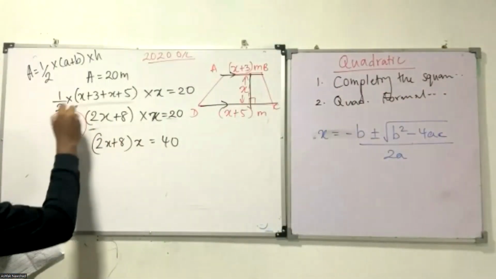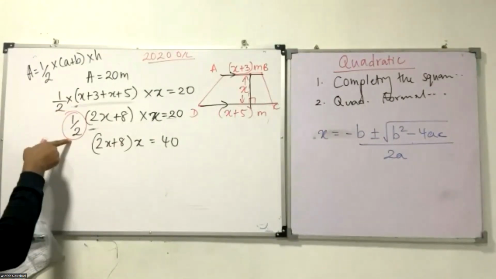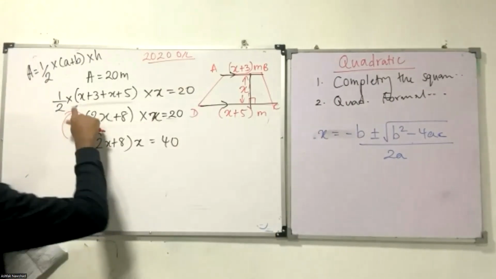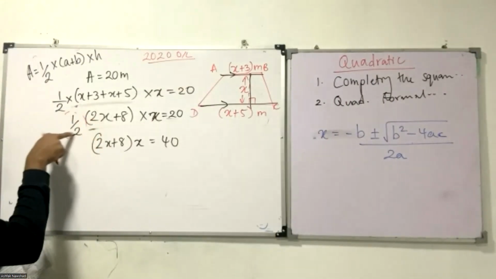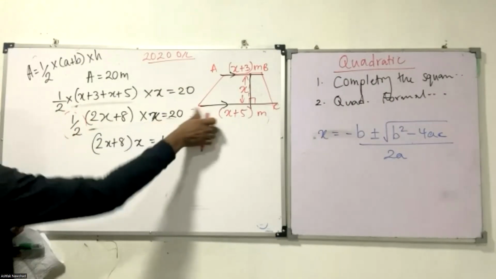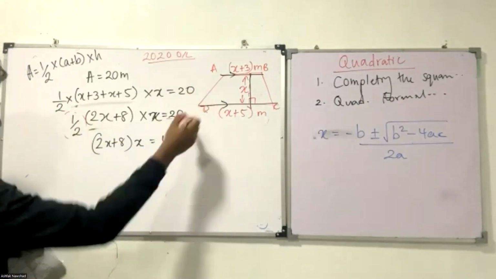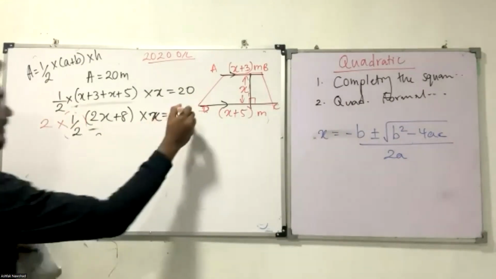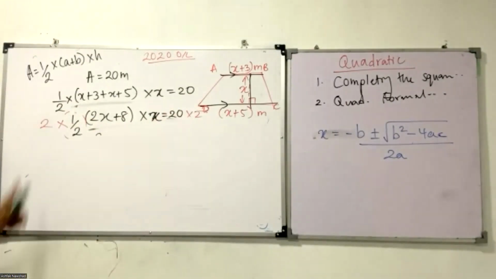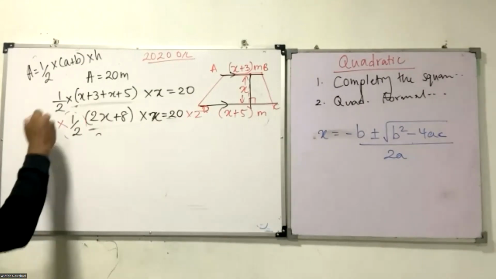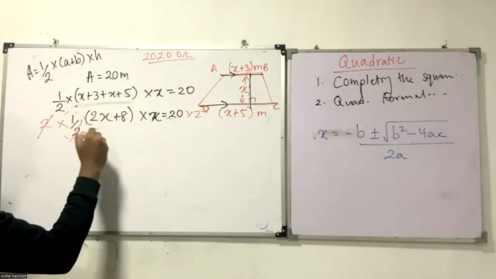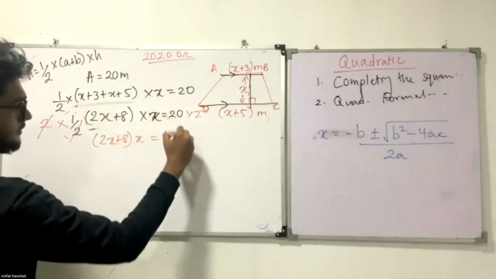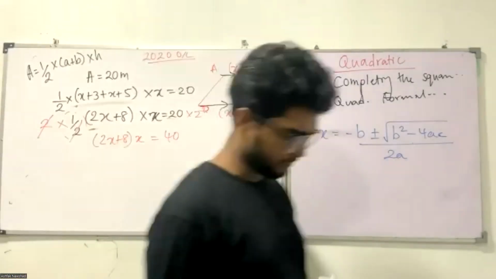What I did is I didn't want this 2 in the denominator, so I took it to the other side. What's the opposite of division? The 2 has been divided, so I took it to the other side. It's multiplication. If you didn't understand that, this is what I did: I multiplied both sides by 2, so this cancels. We are only left with (2x plus 8) times x equals 40. Is it clear now?